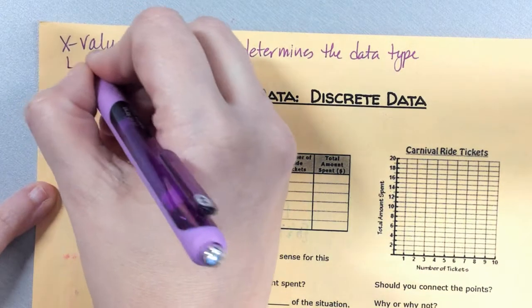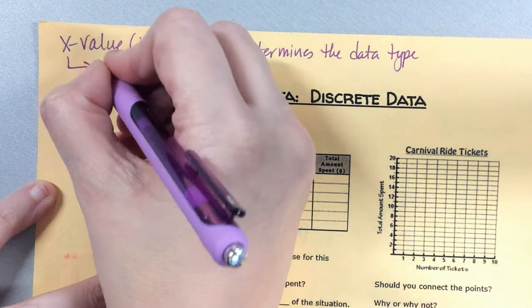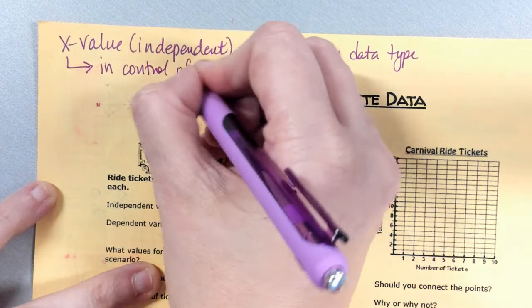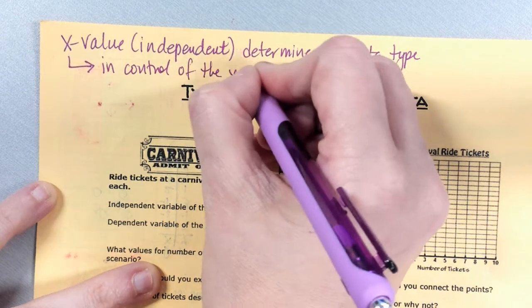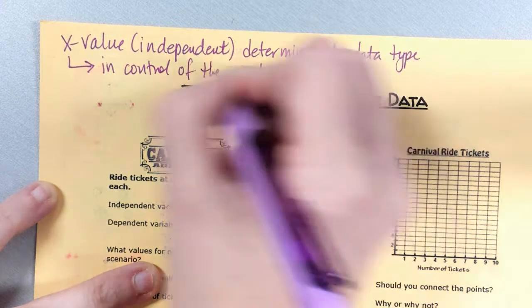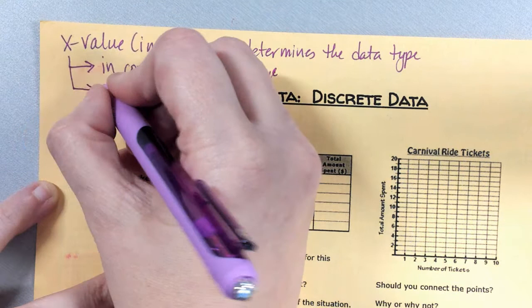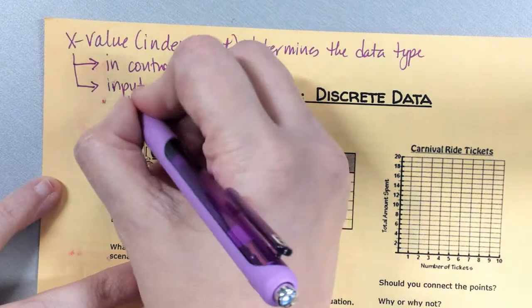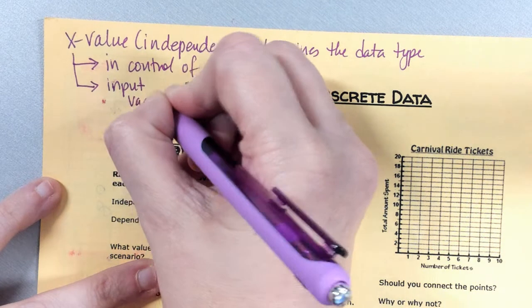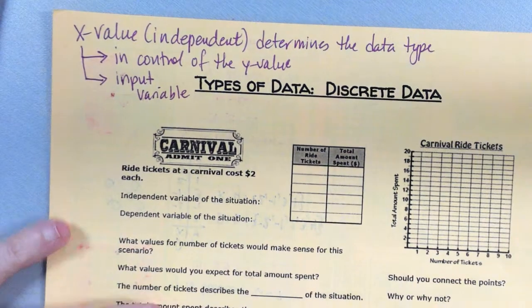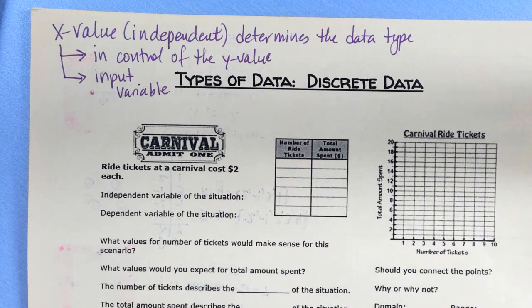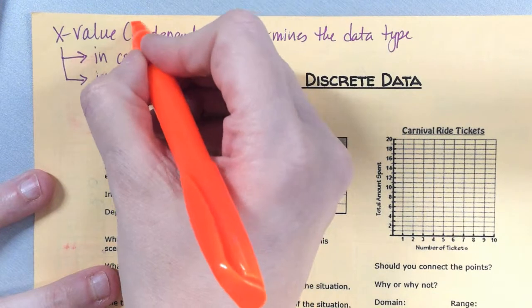The x value is also in control of the y value. Okay. And we call it the input variable. Okay. So it is independent, it determines the data type, it's in control of the y value, and it's our input variable. You may notice a lot of words starting with in.